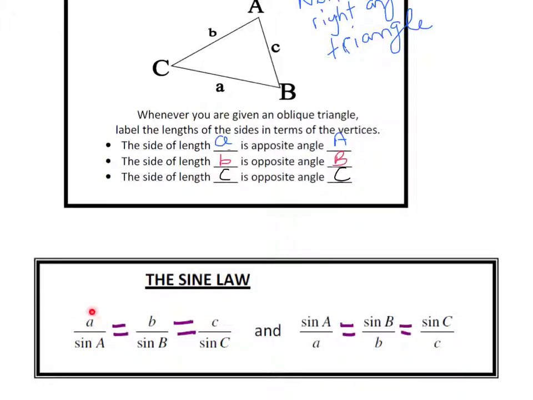Now the sine law is a ratio between the sides and the angles. So side A over the sine of angle A equals side B over the sine of angle B, or equals side C over the sine of angle C. You can also put the angles on top and the sides on the bottom. It doesn't really matter as long as you are consistent. Now we'll get to this when we start doing some examples. So for now, this is the sine law. Okay?